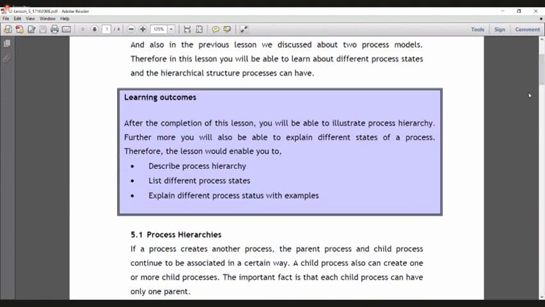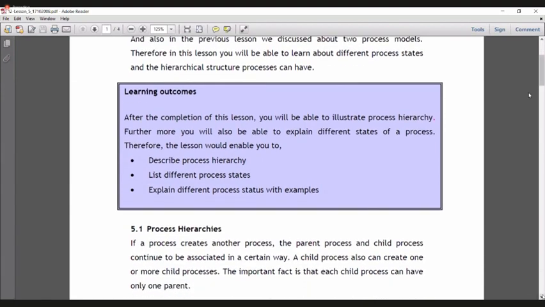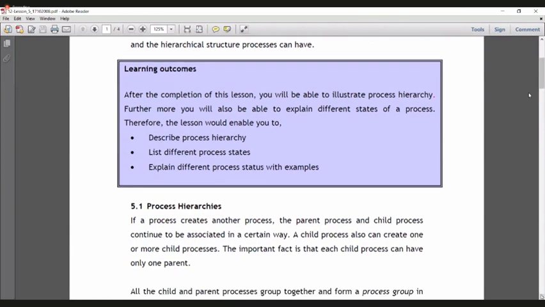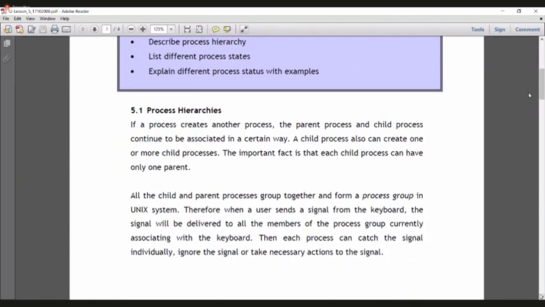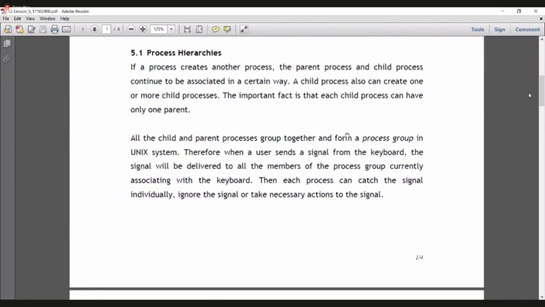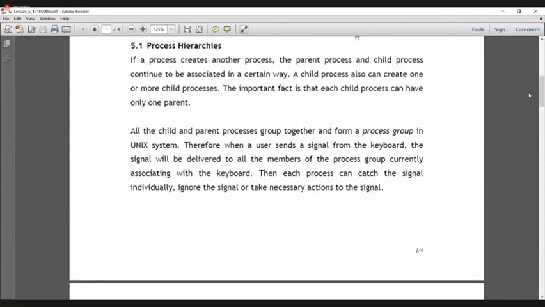So what is process hierarchy? If a process creates another process, we have heard about child processes. One process can activate another process. So if a process creates another process, then we have a parent and a child, right? The parent process and the child process.